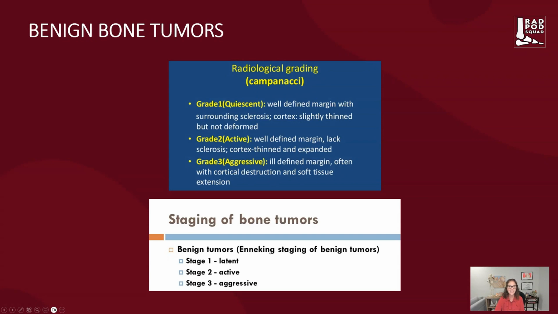And of course, the Enneking stage of bone tumors says much the same. Stage 1, 2, and 3, latent, active, and aggressive lesions based on the borders that we see.